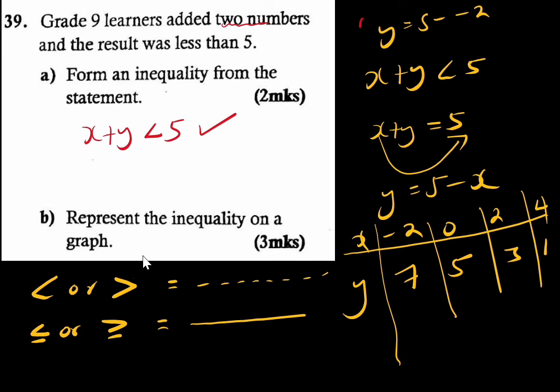So anytime you're plotting an inequality on a graph, if the sign is less than or greater than, the line is dotted. If the sign is less than or equal to, or greater than or equal to, the line is continuous. You can see our inequality is less than. The sign is less than, and therefore we're going to use a dotted line. So let us go to our graph.